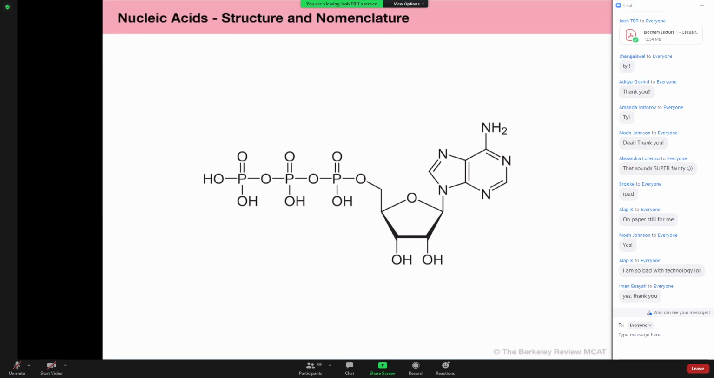So with nucleic acids, right? These MCAT test writers, they absolutely just love to test the structure of them, right? And you get probably just one question, but it seems like every single MCAT ever has had some sort of question on nucleic acid structure. So you want to collect that free point.